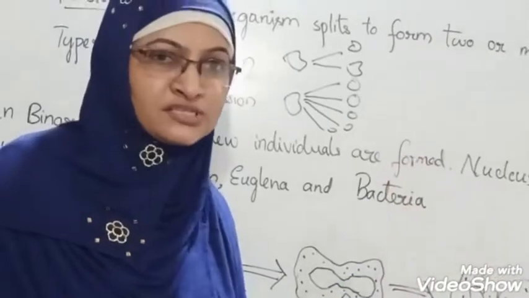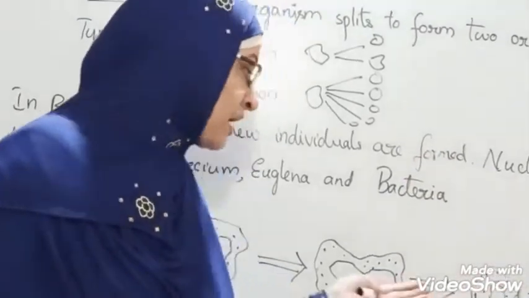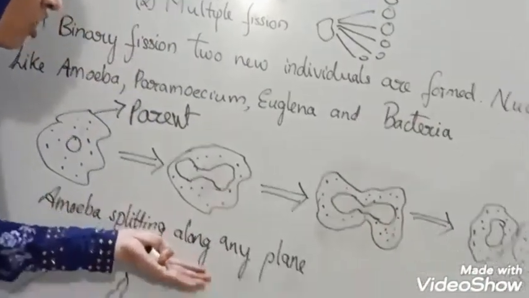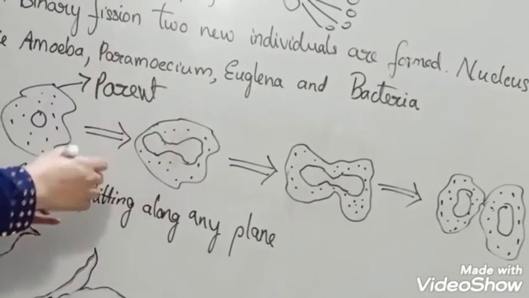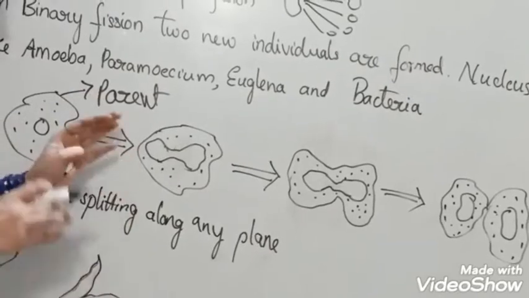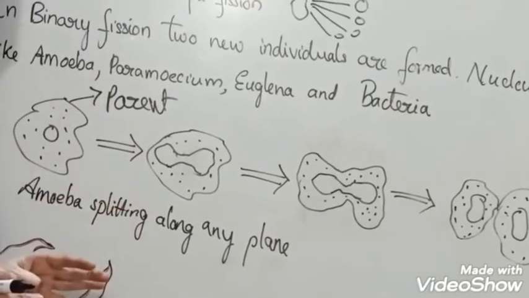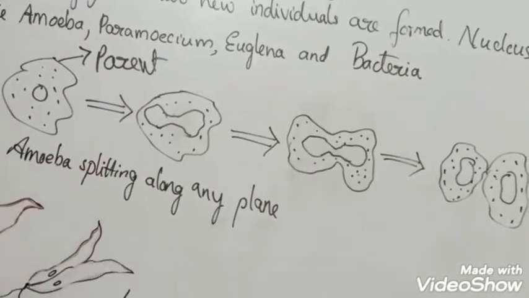Now, one more interesting thing is there in amoeba. Amoeba can split along any plane. It can split straight, it can split vertically, diagonally, in any direction, because we know that amoeba doesn't have a particular structure.